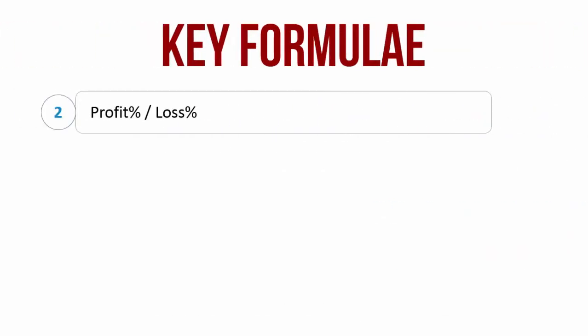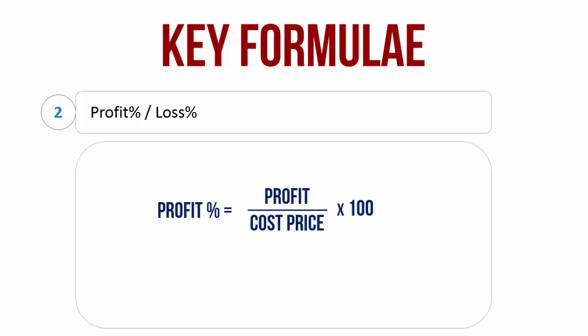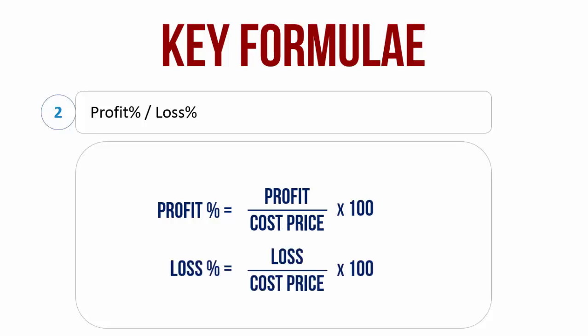The second concept is that of profit percent and loss percent. Profit percent is your profit expressed as a percentage of the cost price. The formula for that would be profit percent equals profit divided by cost price into 100. And similarly, loss percentage is loss divided by cost price into 100.